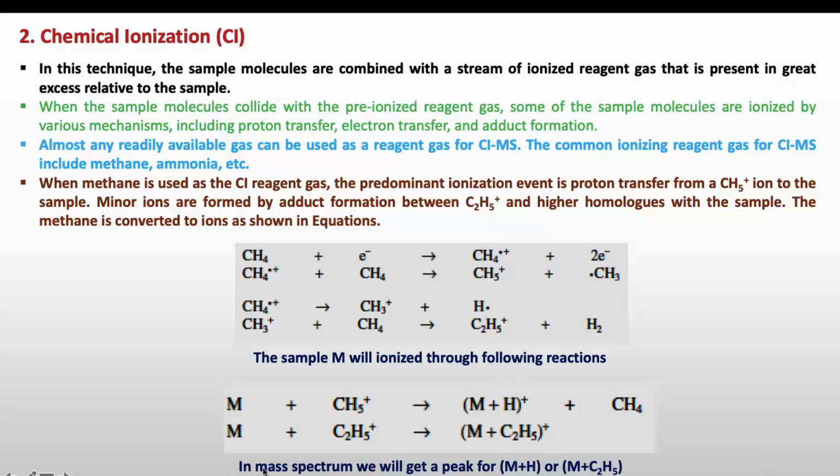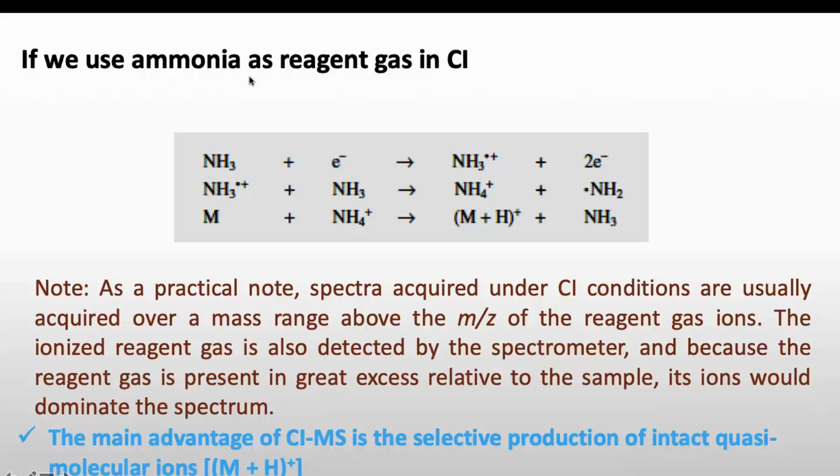But in the mass spectrum, we will get a peak of M+H or M+C2H5, not M+. Now, if we use ammonia as a chemical ionization gas or reagent, first NH3 will lose an electron and convert to the ammonia radical cation. Now this radical cation will collide with another ammonia molecule and convert to the ammonium ion. This ammonium ion will then collide with our sample molecule and convert it to M+H by proton transfer. So now in the mass spectrum we will detect the mass of M+H instead of the mass of our molecular ion.